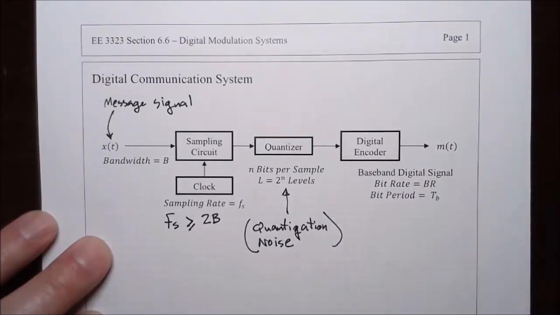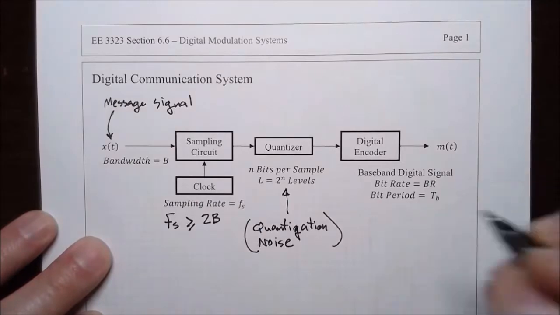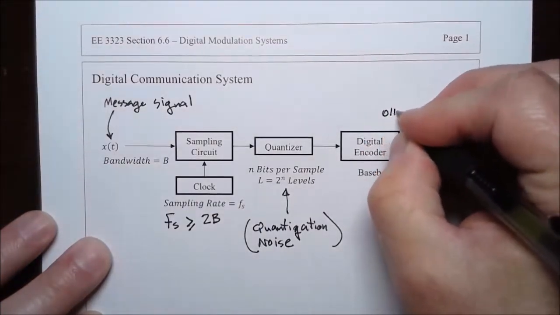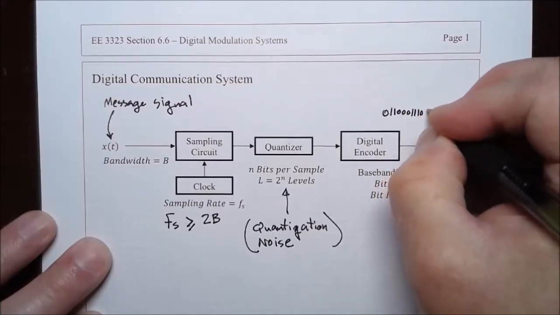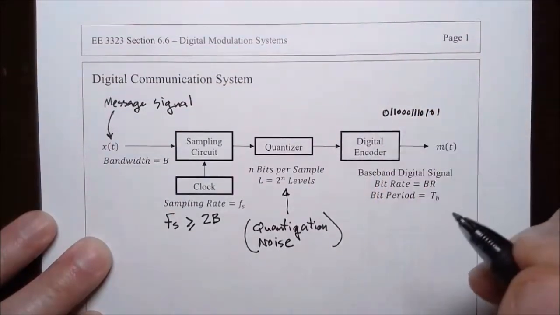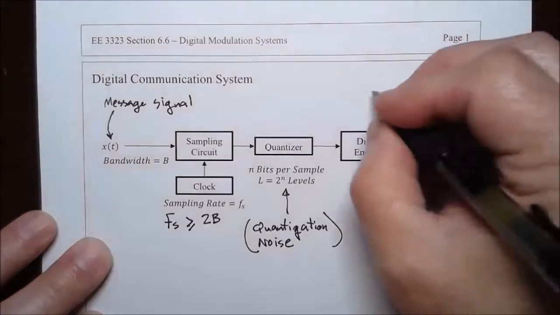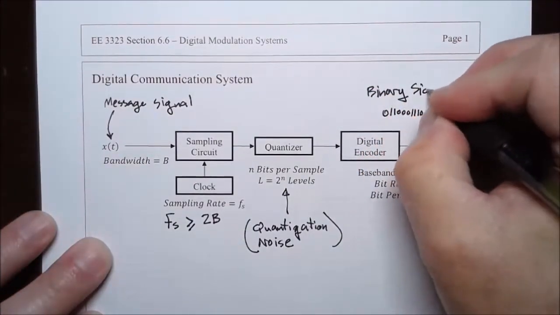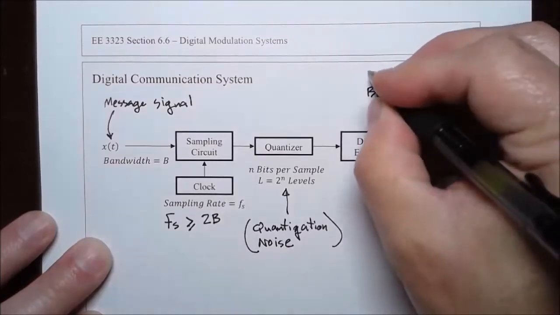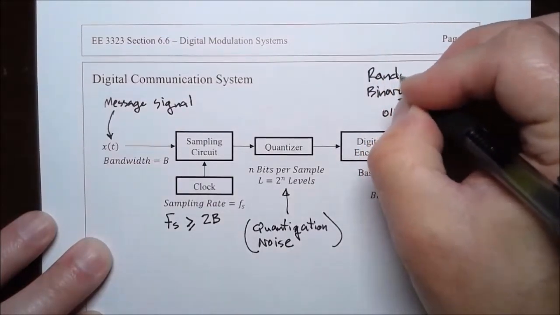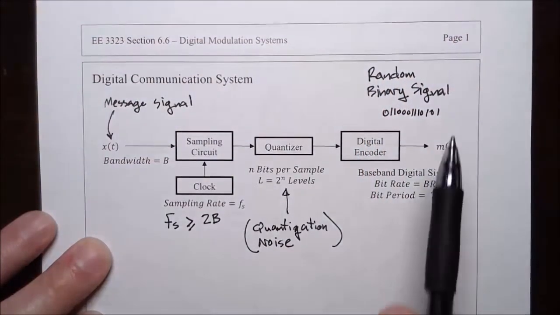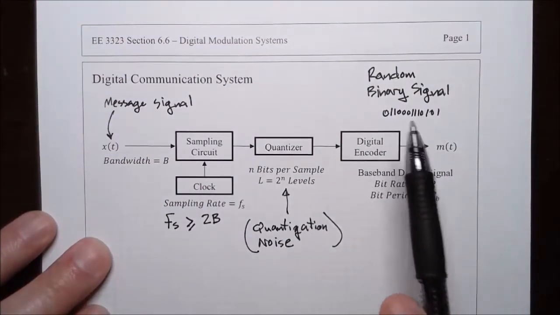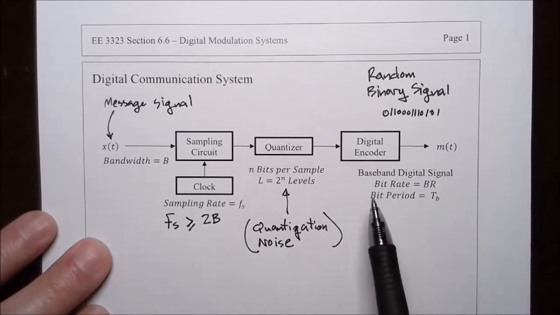Well, I'm saying a digital signal. It's a string of ones and zeros, a random string of ones and zeros. It's a binary signal. More than that, it's a random binary signal. We'll take the probability of 0 equal to the probability of 1, both being equal to 1/2.